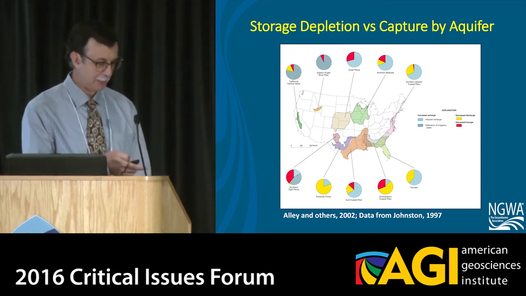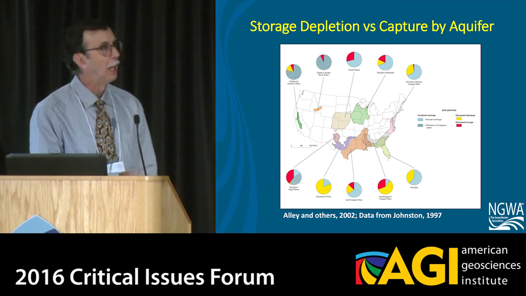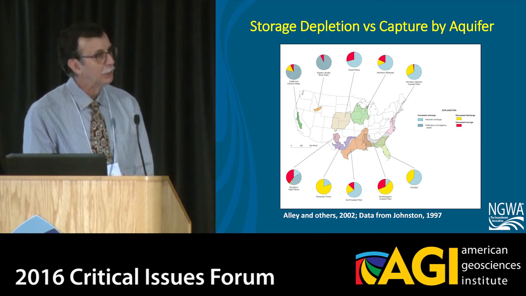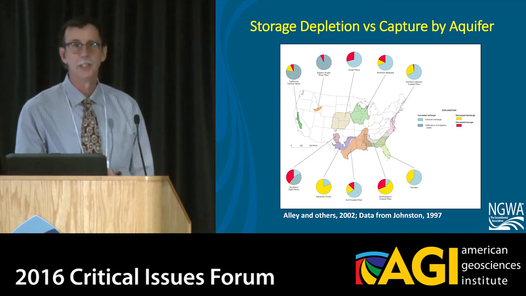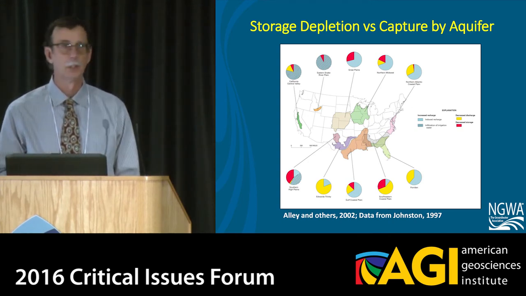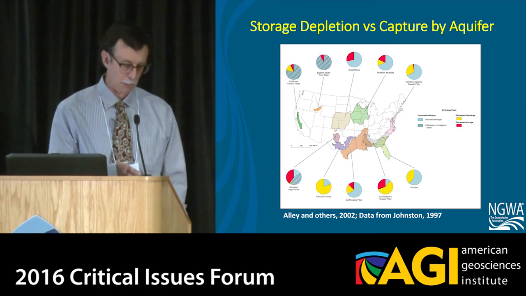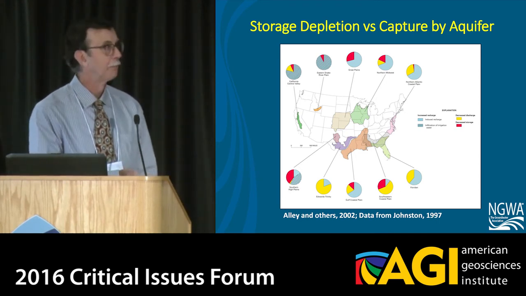The other interesting thing here, just to note, is that in the West, this hatching you see, that's not hatching there, that's actually the part that's coming from irrigation. Again, showing the huge impact of irrigation on the water budgets of Western aquifers in particular.